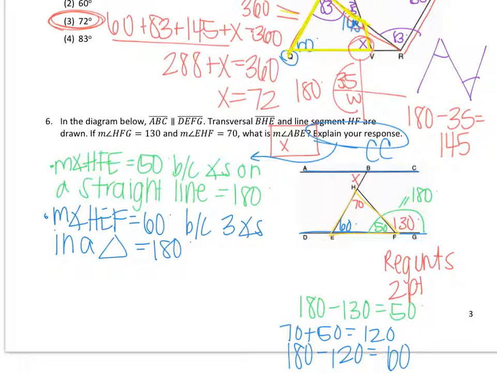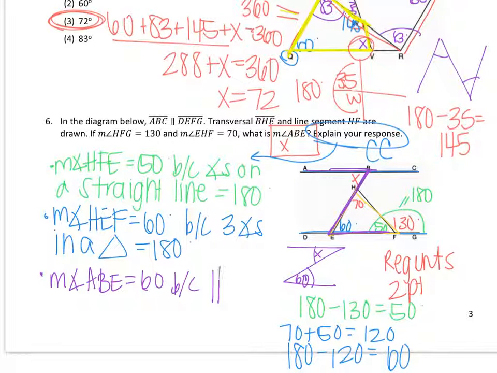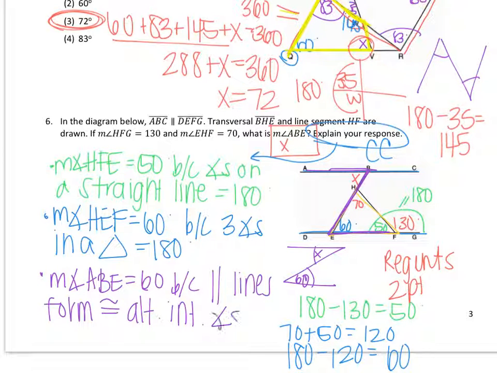Then remember again that we are looking for x, which is way up top here. But we have parallel lines, and when I see parallel lines, I'm always looking for a z. I have an x and I have a 60 in the crux of that z, which means that x is 60. The measure of angle ABE is 60 because parallel lines form congruent alternate interior angles. Remember, those are the angles formed out of that z there.